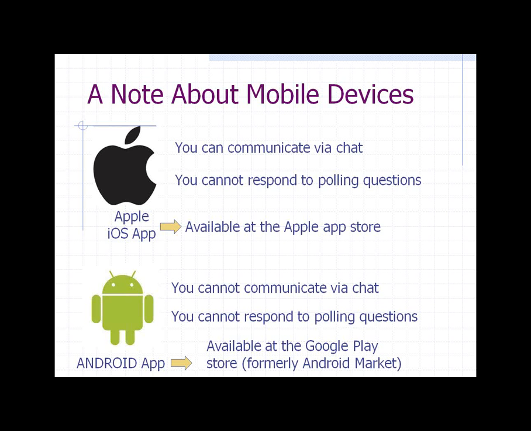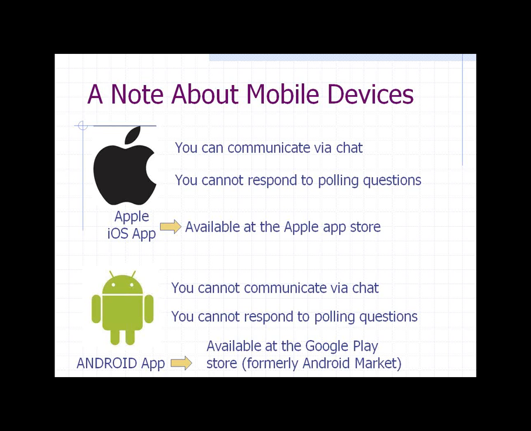If you don't have the app, you'd have to get it at the Apple App Store. You'll probably be prompted for that automatically if you're trying to work on that device. On Android, you cannot communicate via chat, and you cannot respond to polling questions either. So your main means of attending the webinar on an Android device would be your audio and listening to what goes on in this session. We have good confidence that these apps are getting updated real soon, and they will bring the full functionality that you'll have on a desktop. If you want to download the Android app, you go to the Google Play Store, which used to be known as the Android Market.